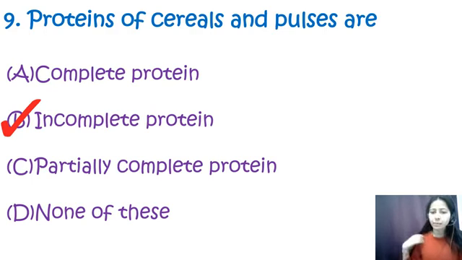However, when the cereals are combined with the pulses, they provide a complete diet or the complete protein to our body. That is why they are taken in combinations. Over here my correct option will be incomplete protein.